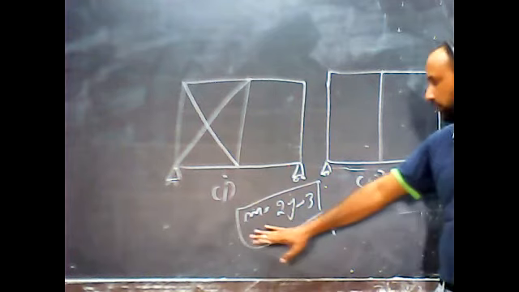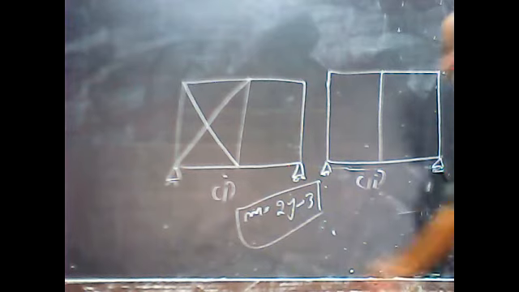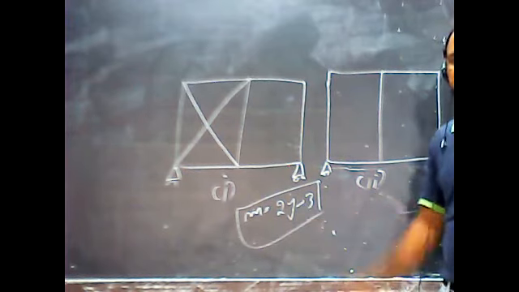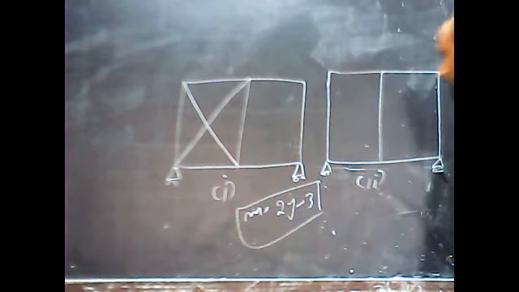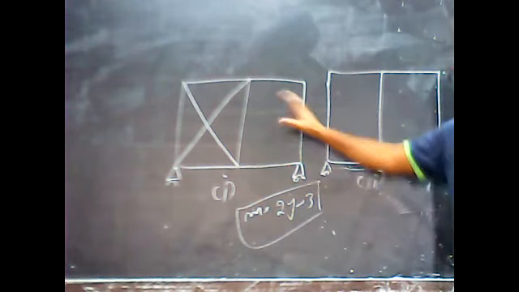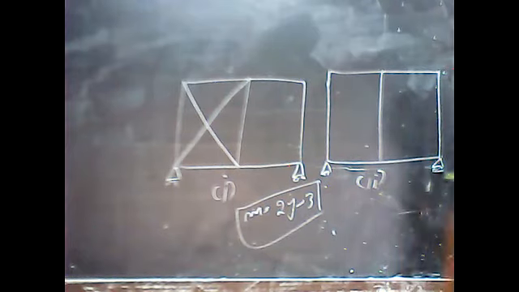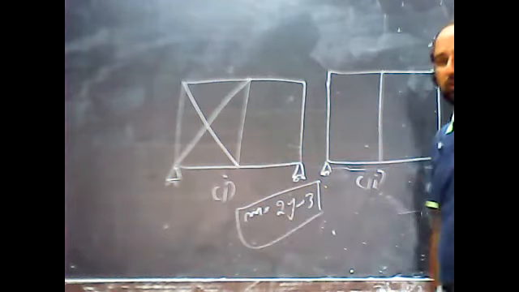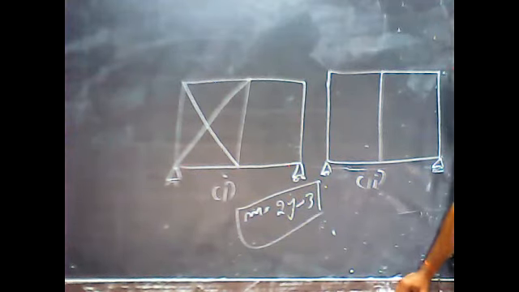So for calculation of the number of members required in trusses, m is equal to 2j minus 3, where j means the joints of the structure, and 3 is the number of equilibrium equations we have to calculate the unknown forces, and m stands for members. So count how many members you have in this structure, put the number into the formula, and decide whether the structure is deficient or overstiff.